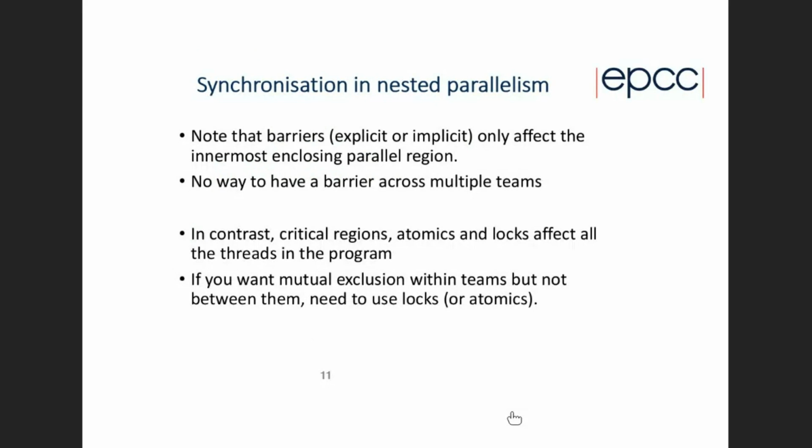Good. Okay. Then if we have nested parallelism, we also have to think a little bit carefully about how the synchronization works. So, as I talked a little bit about earlier, barriers, either explicit barriers with a barrier directive or implicit ones with work sharing directives, only affect the innermost enclosing parallel region. There's no way to have a barrier across multiple teams.